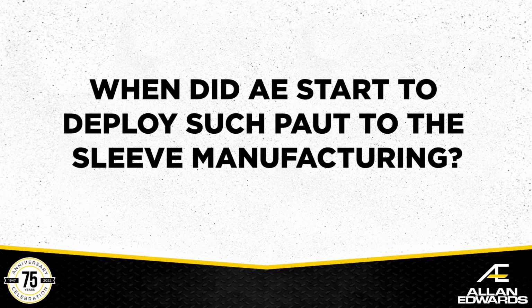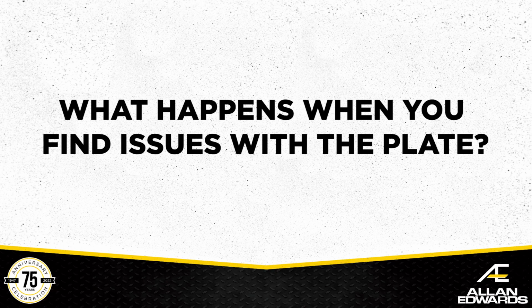When did AE start to deploy such PAUT to the sleeve manufacturing? Was the next question. We started that January 1 of this year. Every sleeve that has left our facility this calendar year has had phased array UT done on the raw steel before manufacturing. We did at our 75th anniversary open house here last month. We did introduce our new fully automated stationary machine that we showed the video of, but we were doing it previously with a robot.